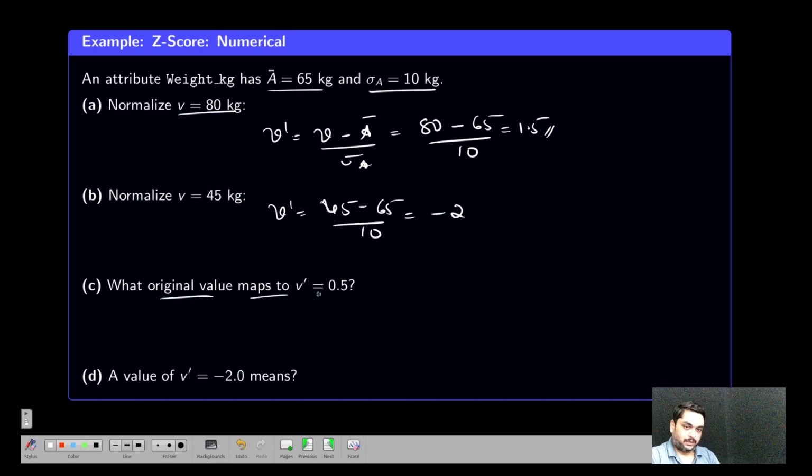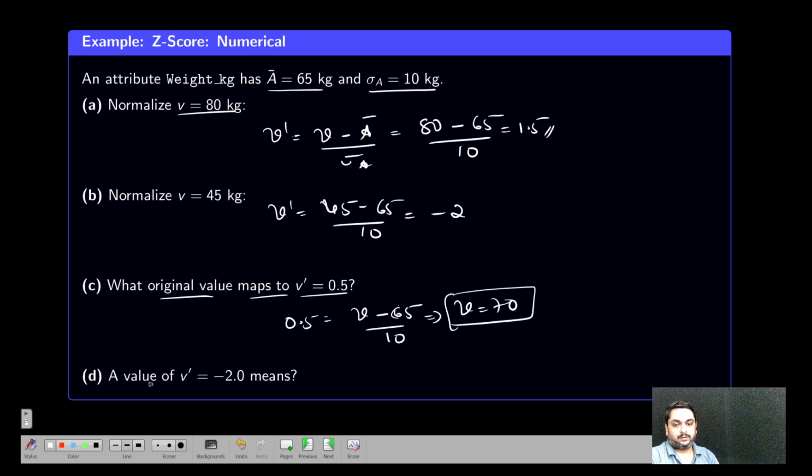What original value maps to V dash equal to 0.5? So V dash equal to 0.5 equals V minus 65 divided by 10. This implies V is equal to 70. This was the original value. Just recalculation. The value of V dash equal to minus 2 means what?